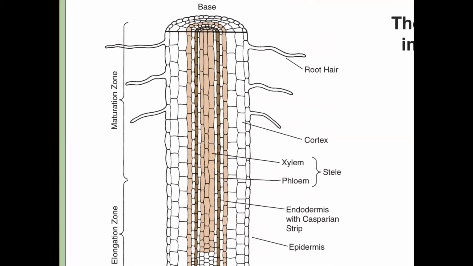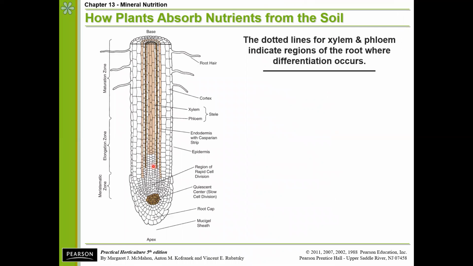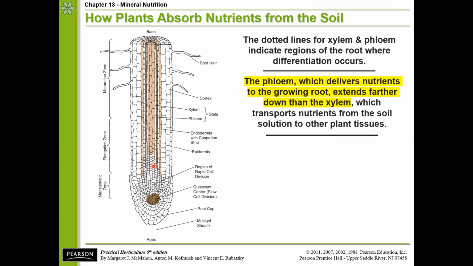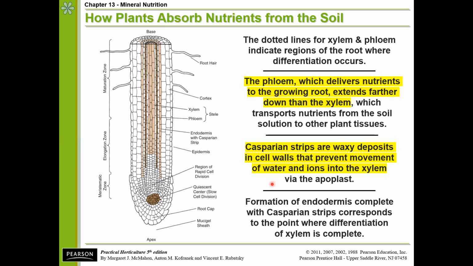So we have to move through all these different layers to get to where nutrients are transported. Again, the phloem is delivering nutrients to this growing root, and that's why it's extending a little bit further than the xylem in this case. The Casparian strips are the waxy deposits that prevent the movement of water and ions into the xylem, or on the other end, allow the movement of water and ions into the xylem.